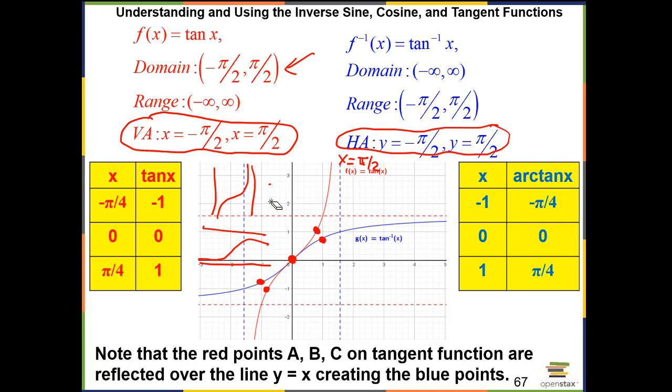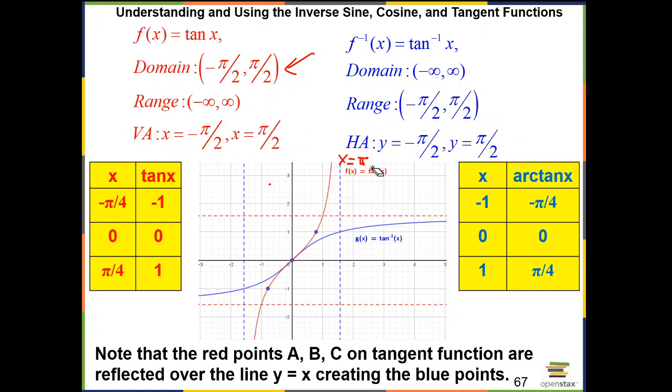So, all right. So again, the domain and range switch, right? The domain here becomes a range. As you see it here, that's the range from negative pi over 2 to pi over 2, not including negative pi over 2 and pi over 2. And the domain becomes all real numbers, right?